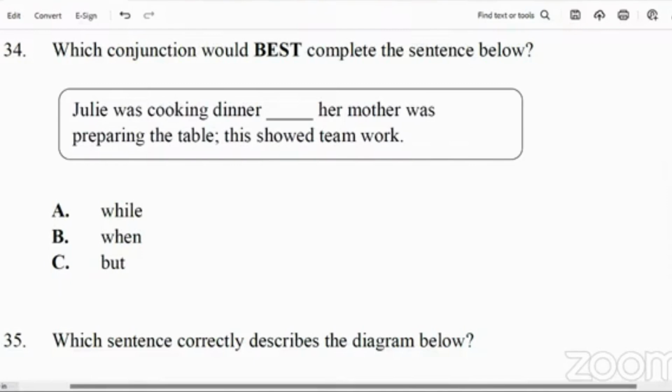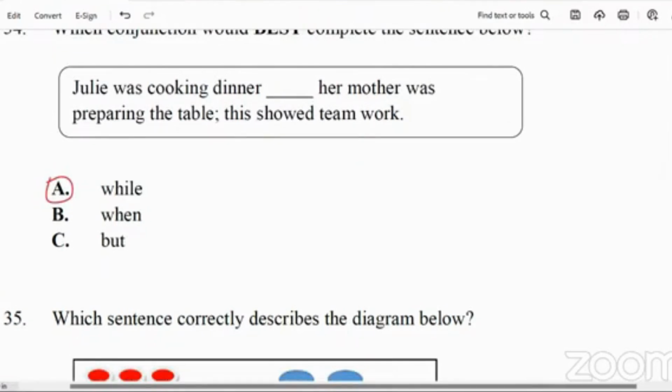All right, so question 34. Which conjunction would best complete the sentence below? Julie was cooking dinner, blank, her mother was preparing the table. This showed teamwork. So Julie was cooking dinner while her mother was preparing the table. Not when her mother or but her mother, but while. It shows teamwork, they were doing it together. The answer is A, while.